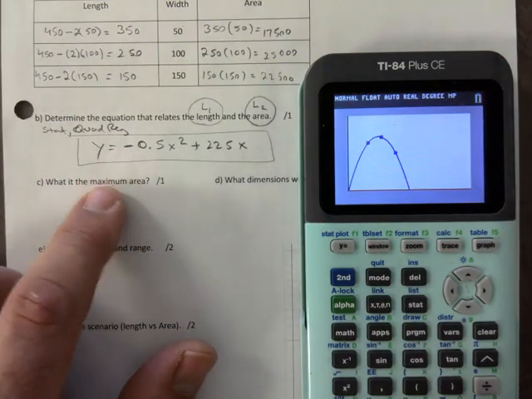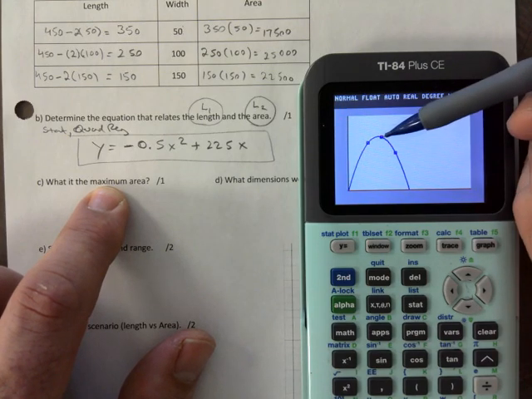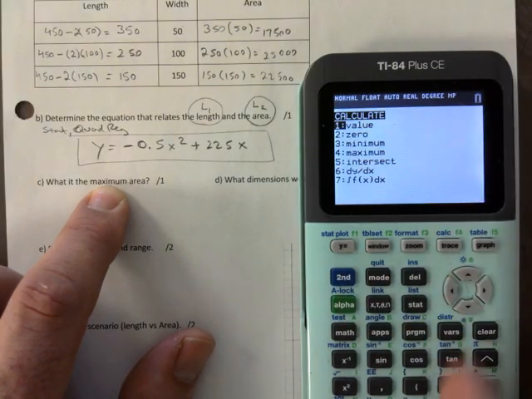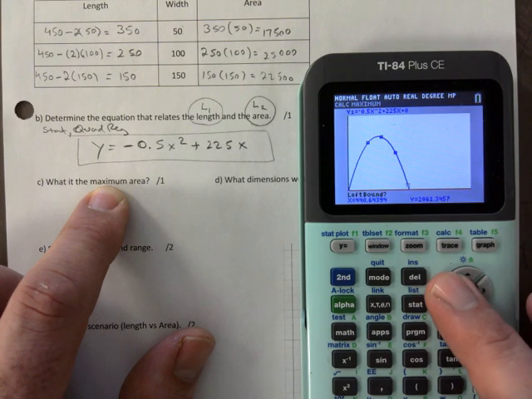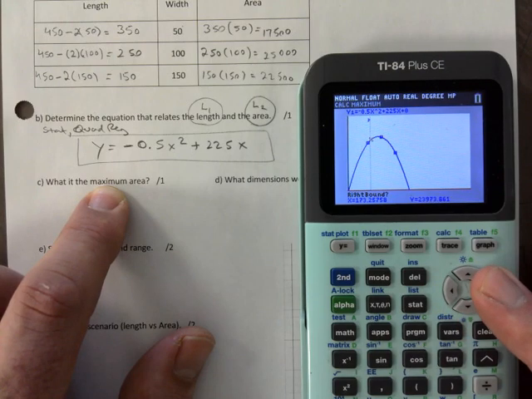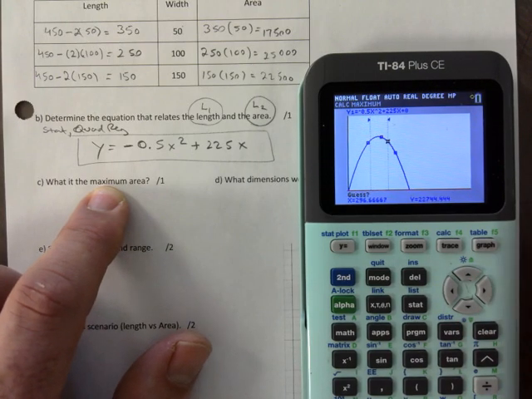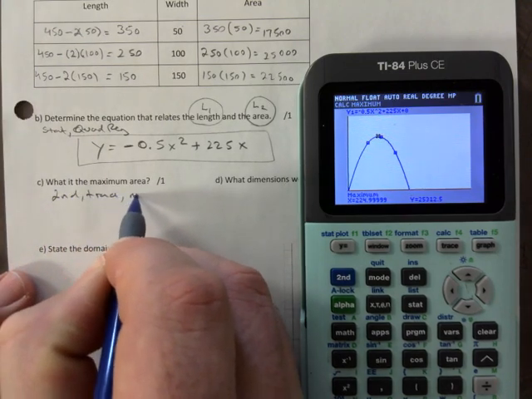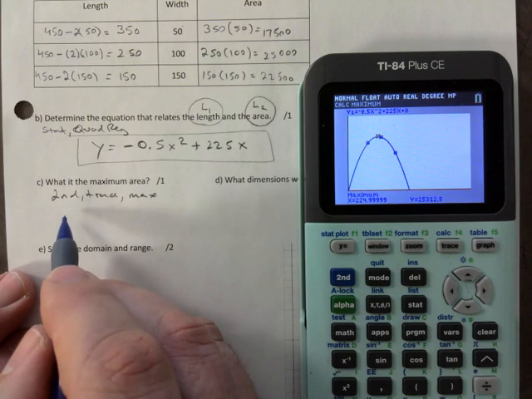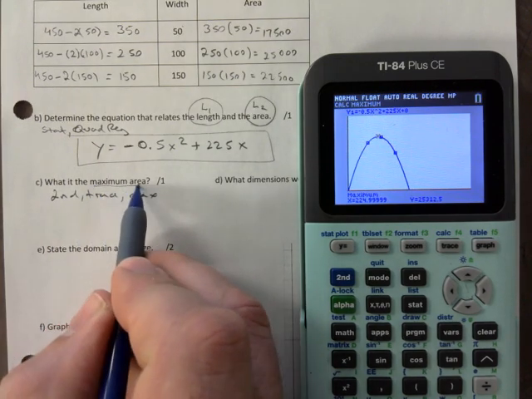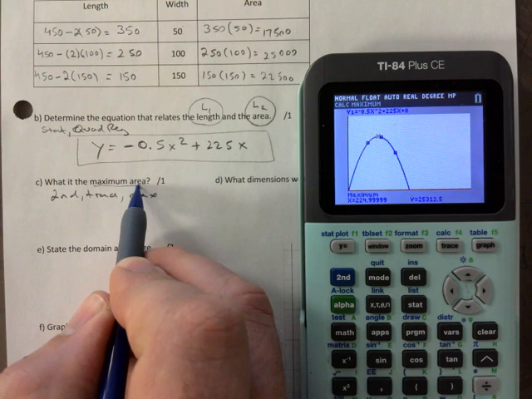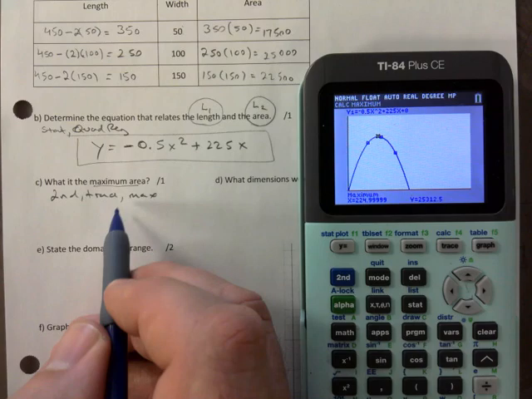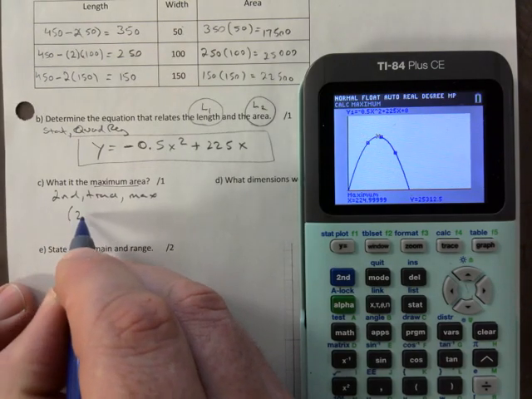So I'm going to find the maximum area. The maximum area will be found at the vertex. So we're going to go second trace maximum. And you've got to go to the left of it, then to the right. Enter, enter. So we're going to go second trace max. That should give it away that if yours is pointing up, you don't have a max, you only have a min, right? So maybe try to find ways to get you back into the game.